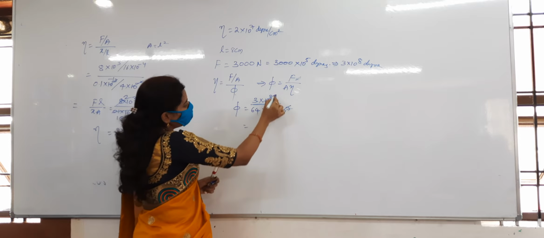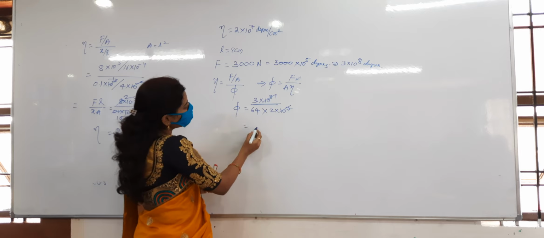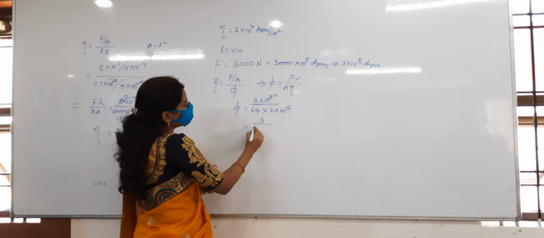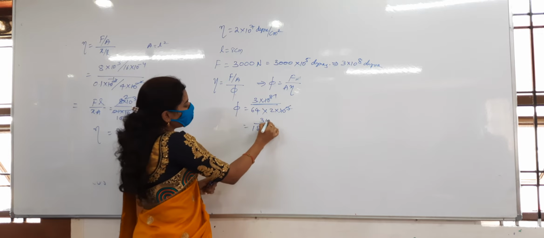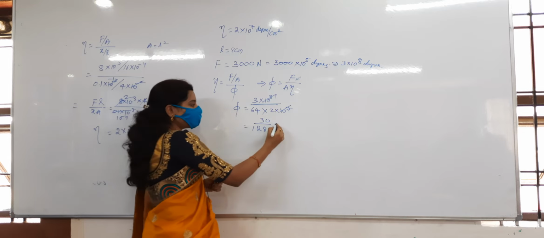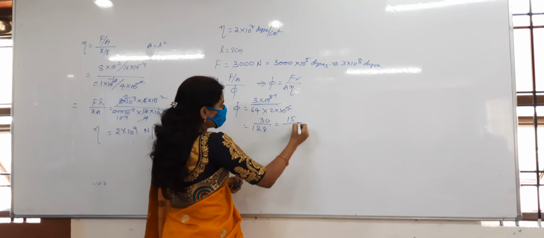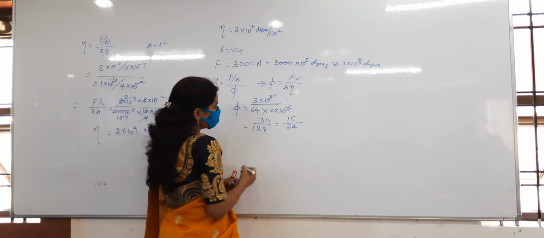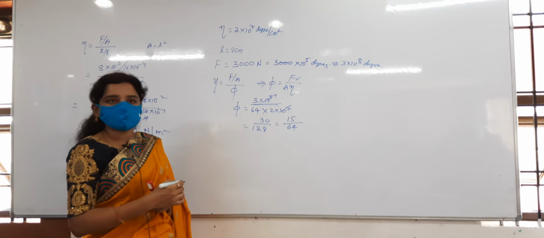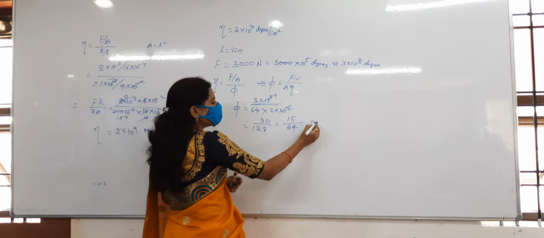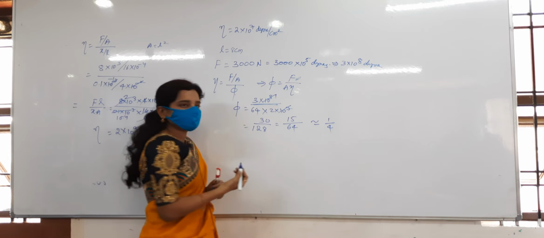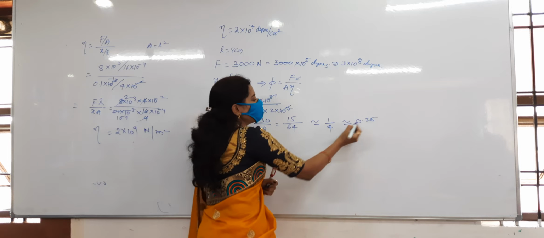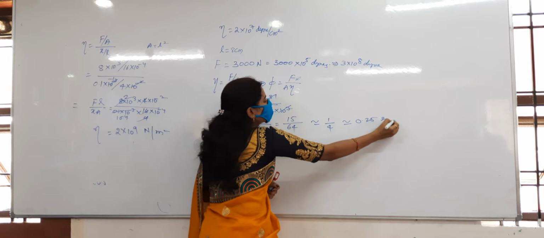So what will get cancelled here? This 10 will be there. Anything else? Nothing, right? 3 by 64 into 2 is 128. 30 by 128 you will get. 30 by 128, I can cancel with 2, then 15 by 64 you will get. This is what you will get. Approximately, I can write, nothing but 1 by 4. Approximately. Our angle is nothing but 0.25, approximately 0.25 radians.